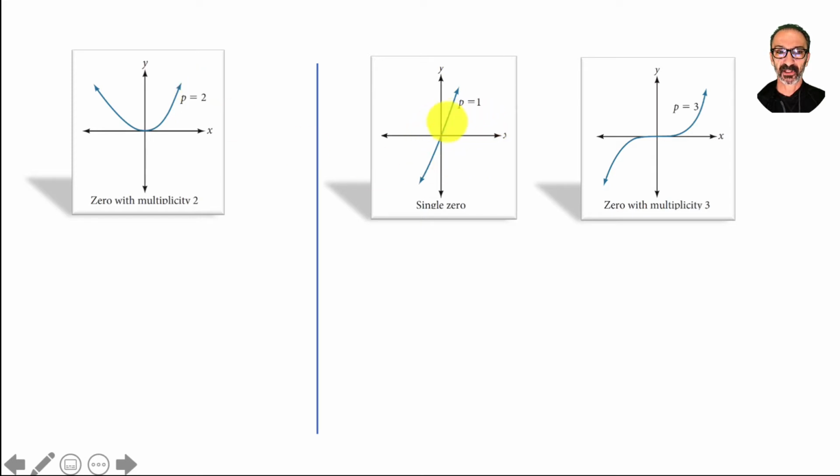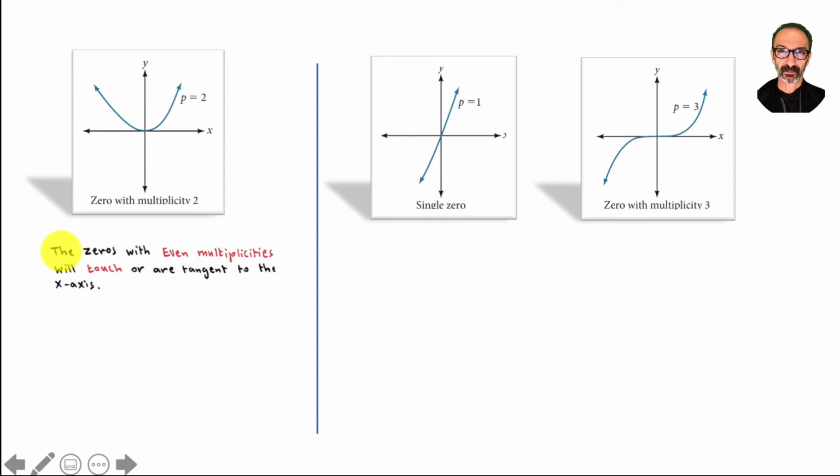This one here, p equals 1. That's a linear, a straight line. It's going to cross. When p equals 3, it does cross, but it flattens near the 0. 0 with a multiplicity of 3.